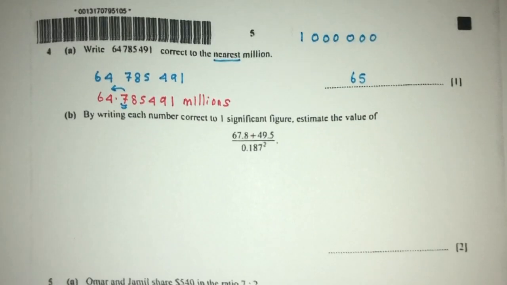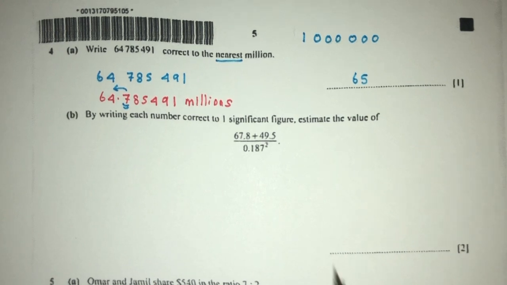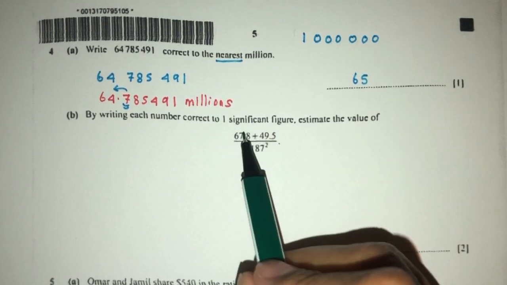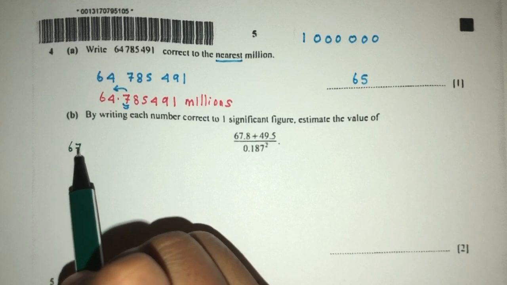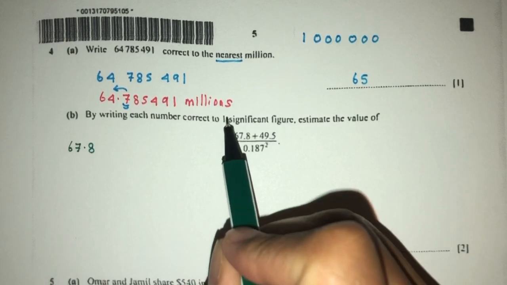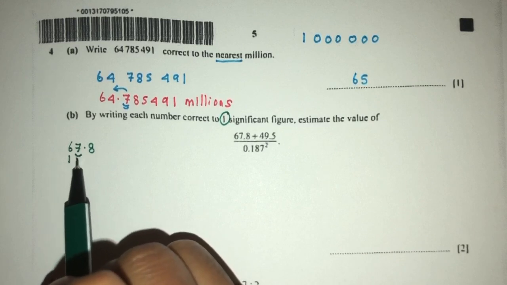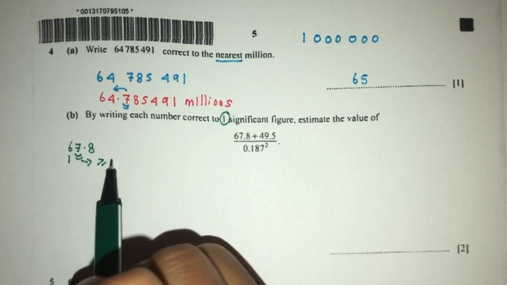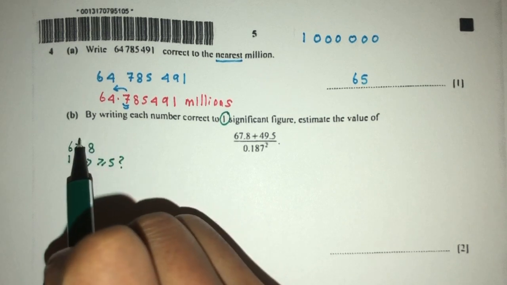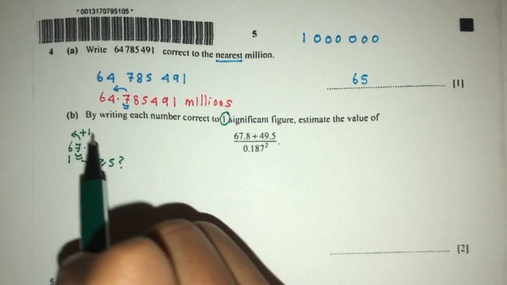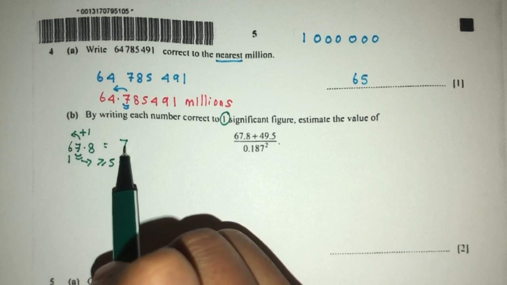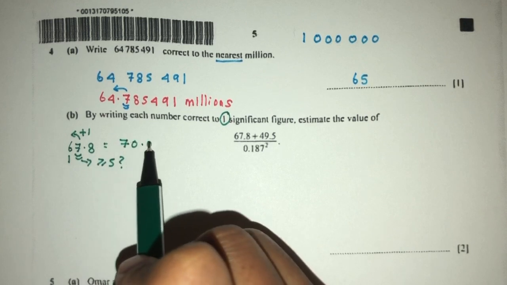Now for part B, by writing each number correct to 1 SF, estimate the value of this fraction. So one by one, the first number we have is 67.8. Because it is 1 SF, we have to leave the first one by itself and ask if this one is more or equal to 5. It is, then we have to add 1 to the first one. 6 plus 1 is 7, then all the rest will become 0.